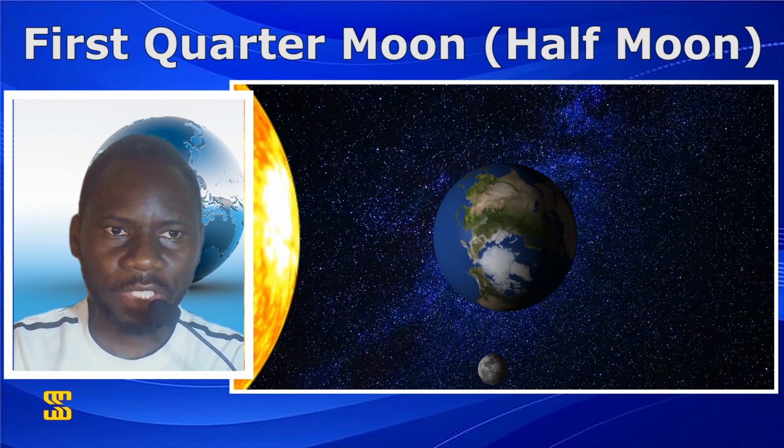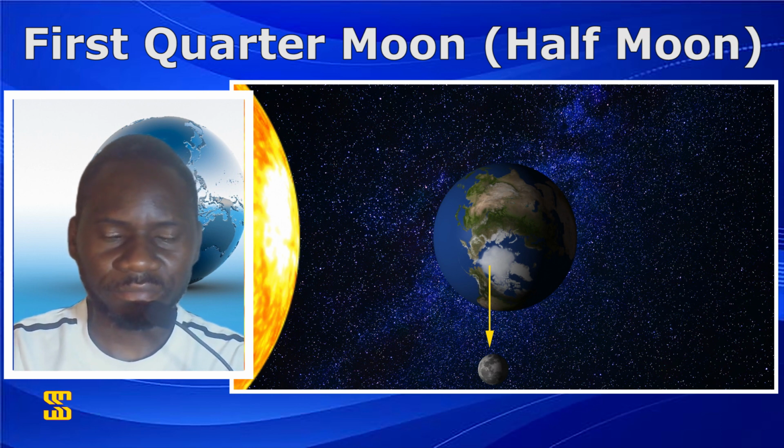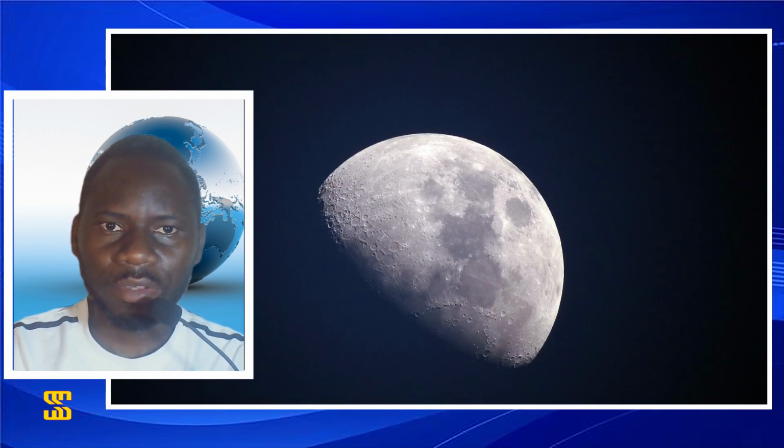The third phase is the first quarter moon or half moon. In this phase, the sun, the earth, and the moon form almost a right angle. The moon has gone almost 1/4 of the way around the earth. It rises around midday and sets around midnight. We can see half of the shining side of the moon, and the moon looks like a semicircle.